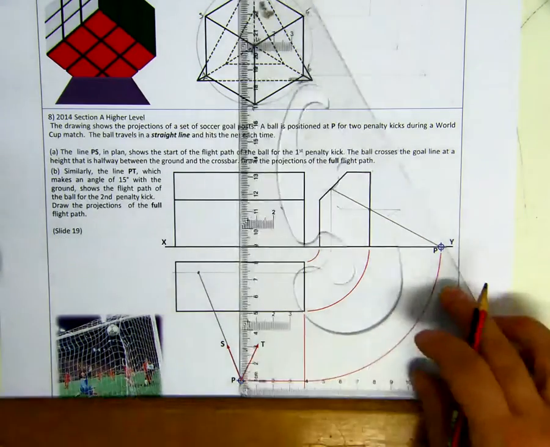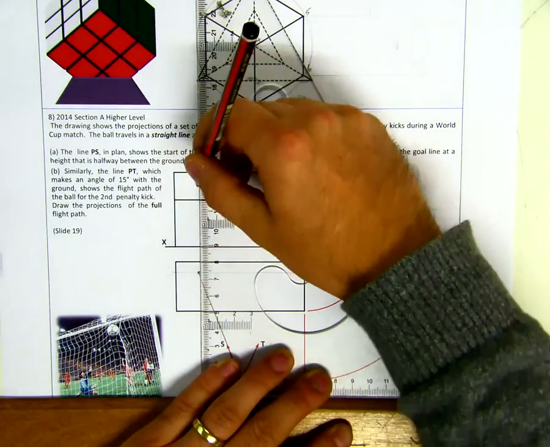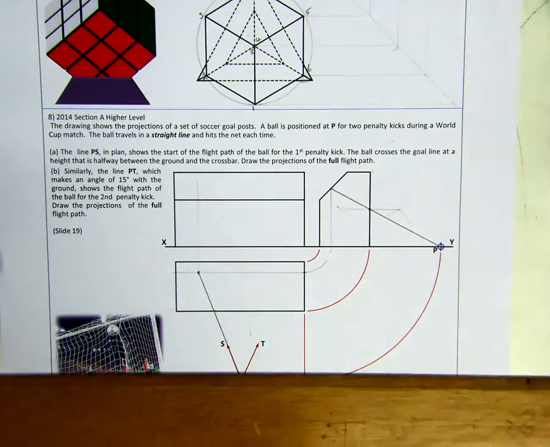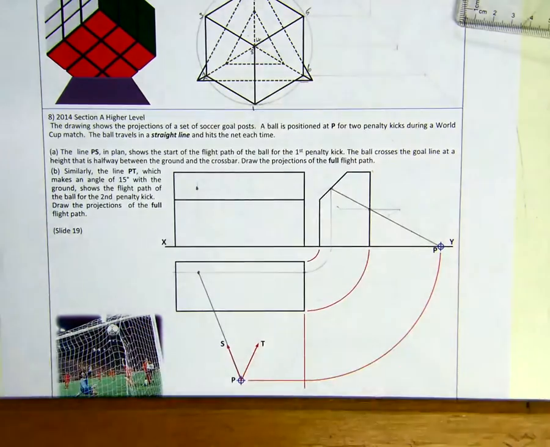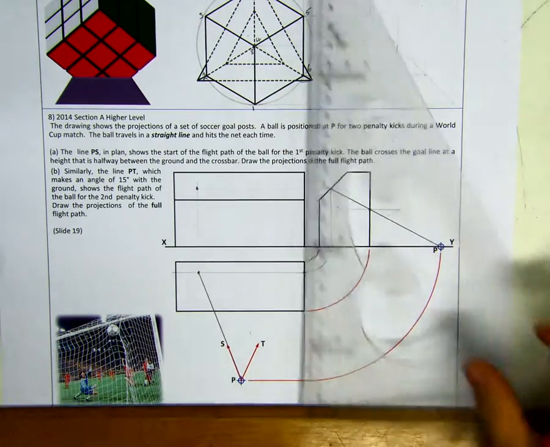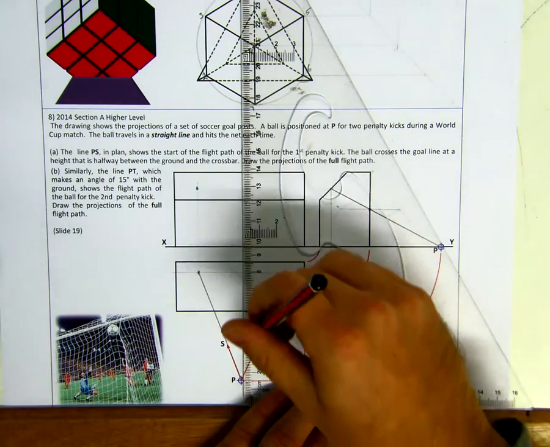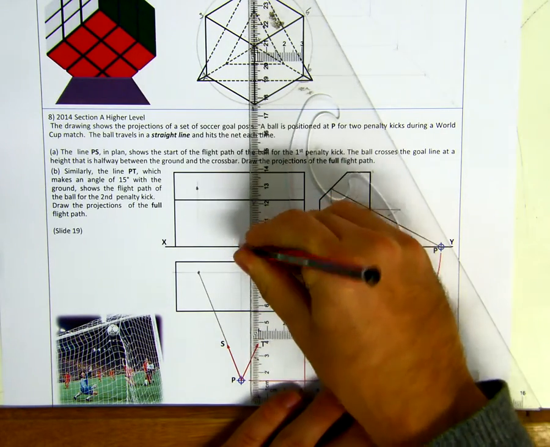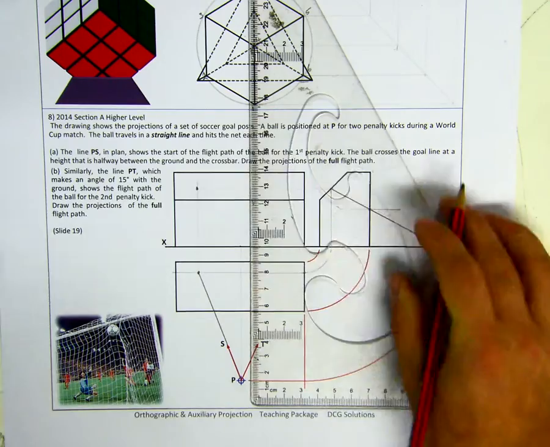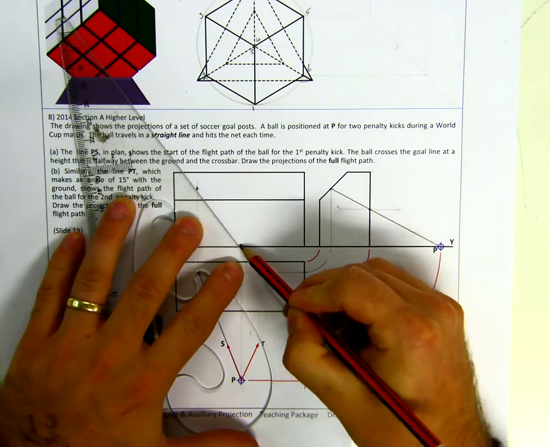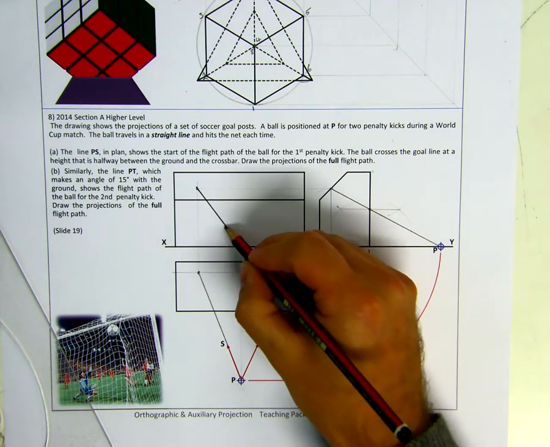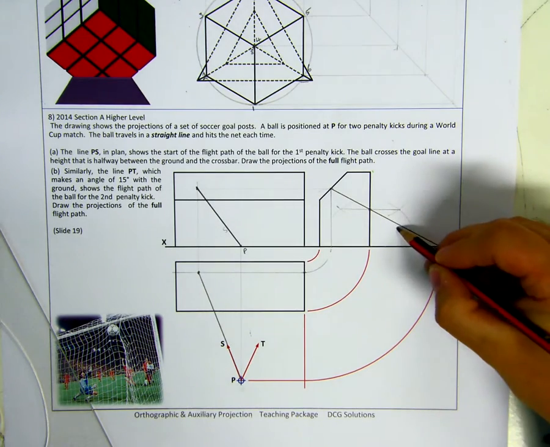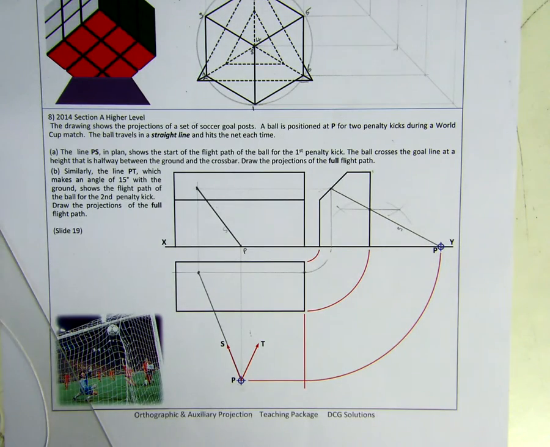Okay, so we know then, if you bring up that point, so we have the point in 2 views, that we'll find it in the 3rd view, finding our elevation, bring it across. That's where the ball is going to finish up hitting the net. But in elevation, the ball has started on the penalty spot on the ground line. Okay, so in elevation, the flight path will look like this. So that'll be P going through S. That's P going through S. Okay, so there's the first part of the first penalty kick finished.